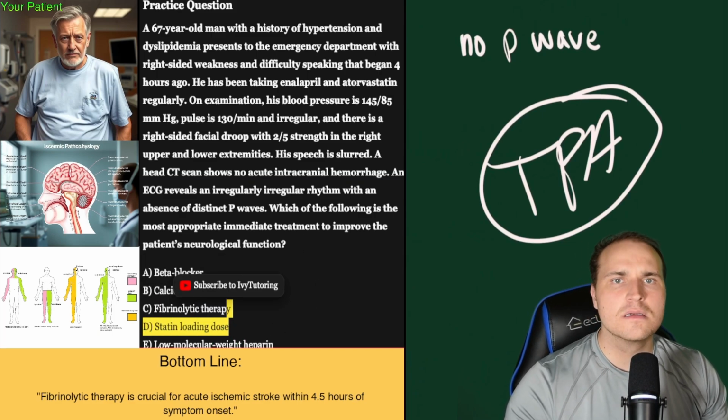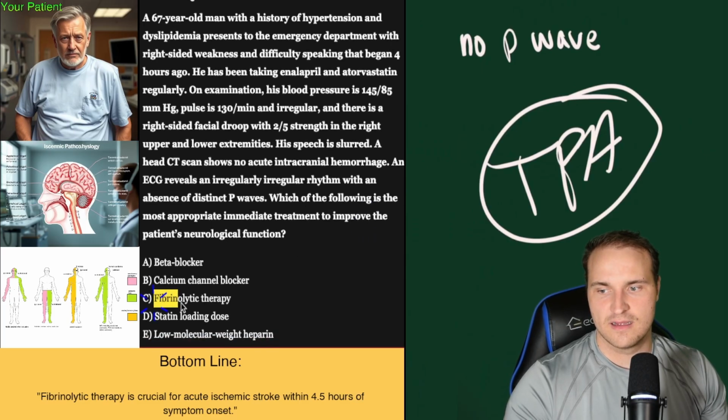Statin loading dose. That is used in stroke secondary prevention, not acute treatment, and it does not improve immediate neurological function. You need fibrinolytic therapy.